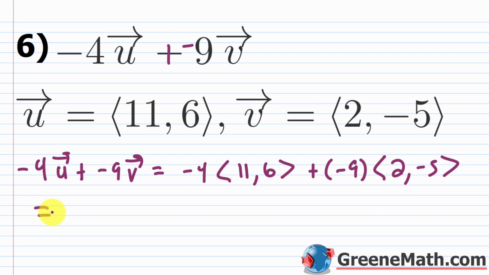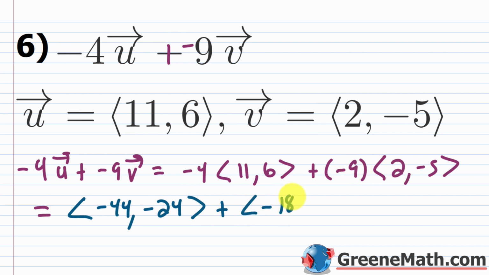So all I'm going to do now is just multiply -4 times 11. That's going to give me -44. And then -4 times 6, that's going to give me -24. So that part's done. Then I have my plus. So I'm going to go -9 times 2. That's going to give me -18. And then I'm going to go negative 9 times negative 5. That's going to give me 45.